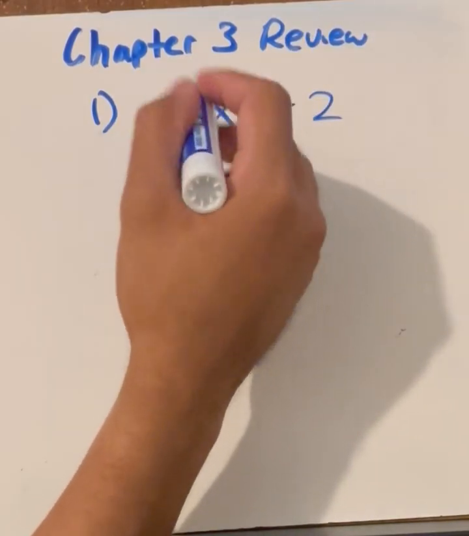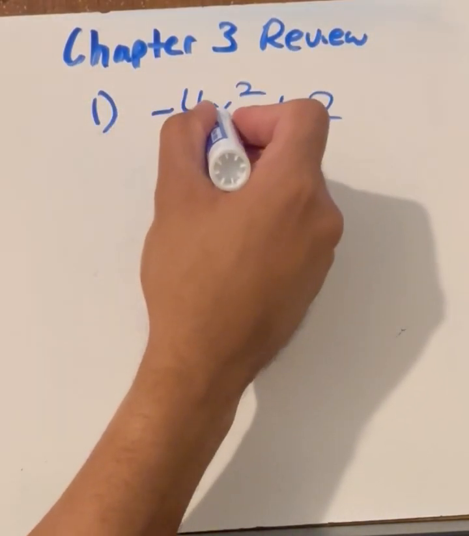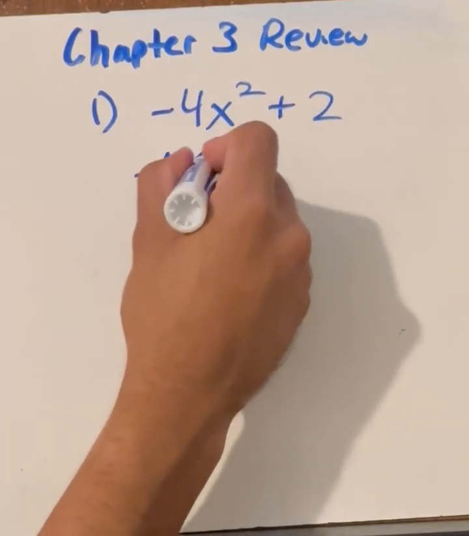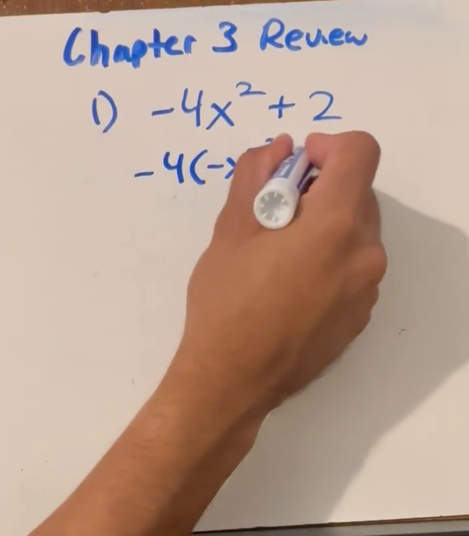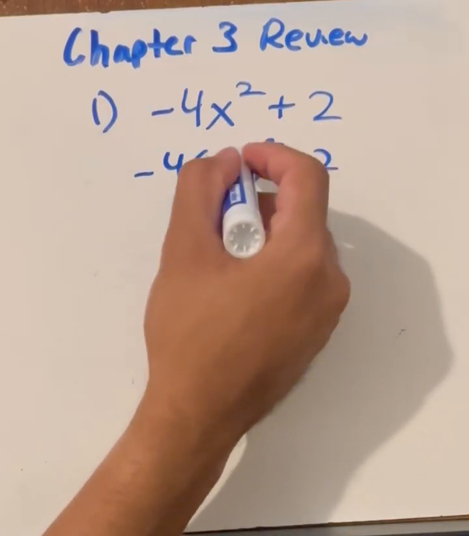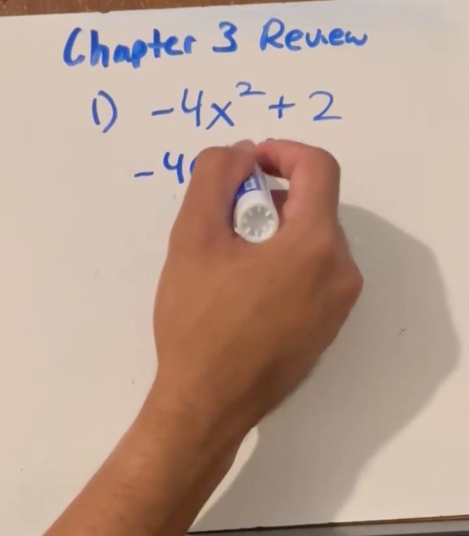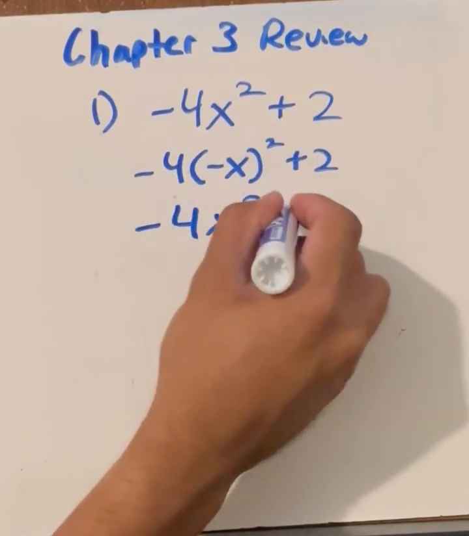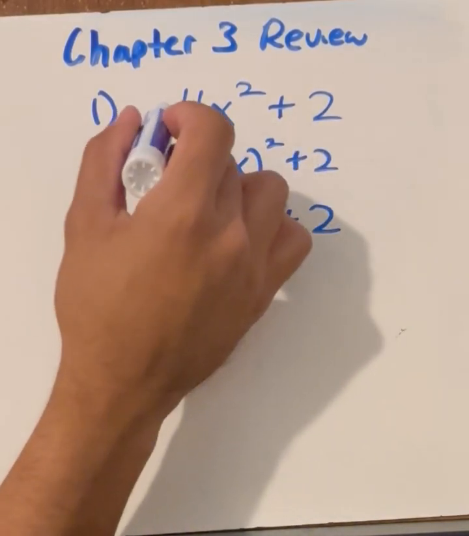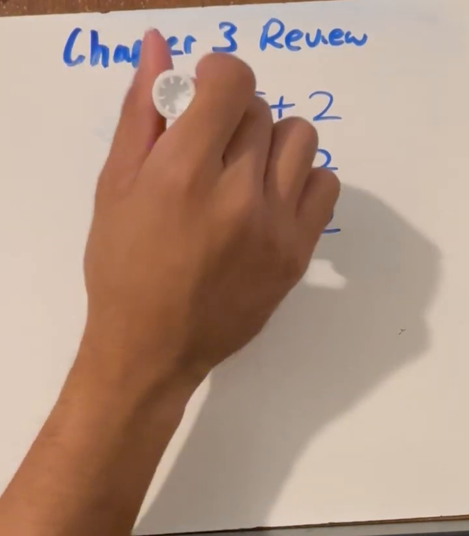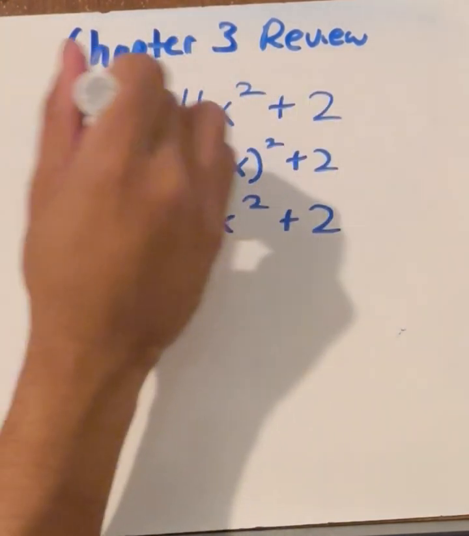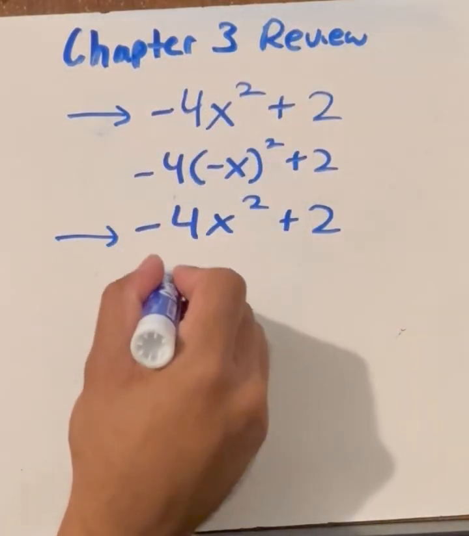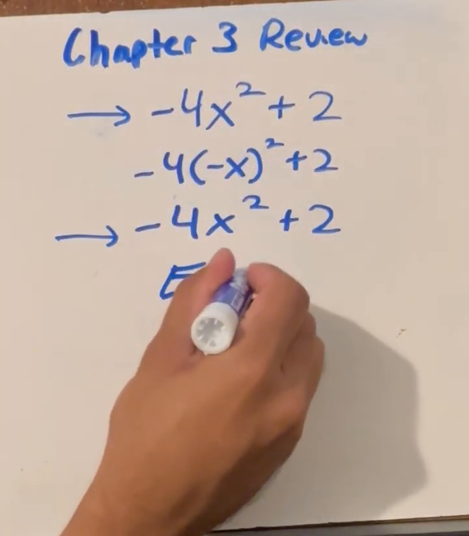What we have to do to determine if it's even, odd, or neither is to plug in a negative x for this x. So we would get negative 4 times negative x squared plus 2. Negative x squared is the same thing as negative x times negative x, which is positive x squared. So this becomes negative 4x squared plus 2. And notice that between the original function and this new function, the signs stay the same. So when the signs stay the same, it's even.